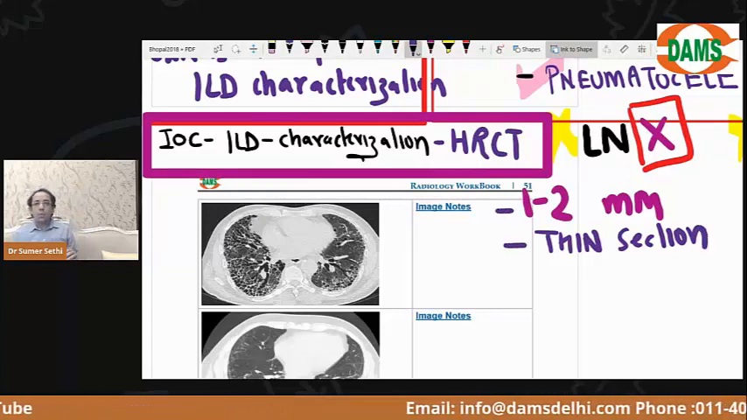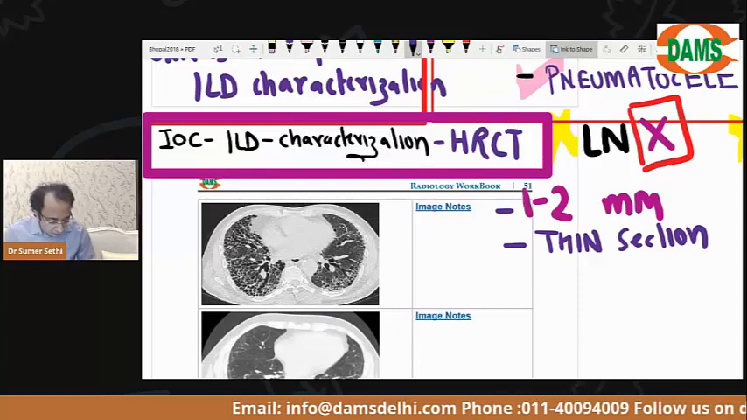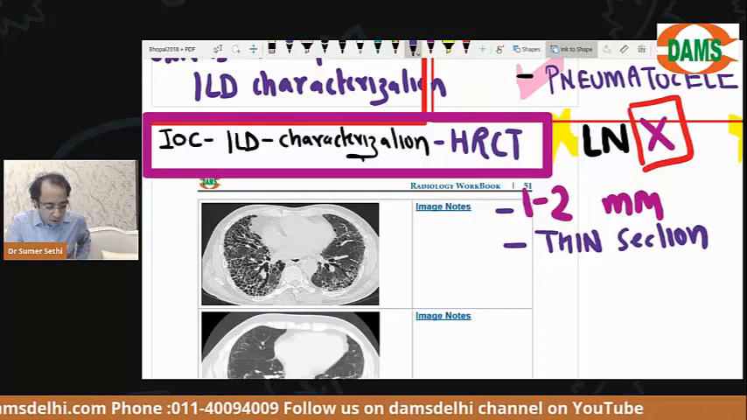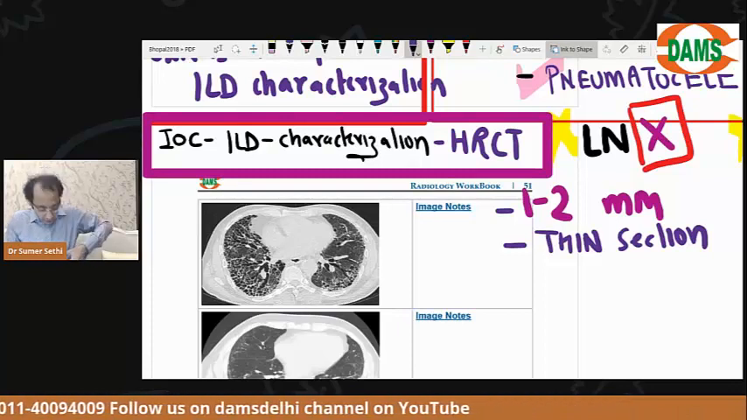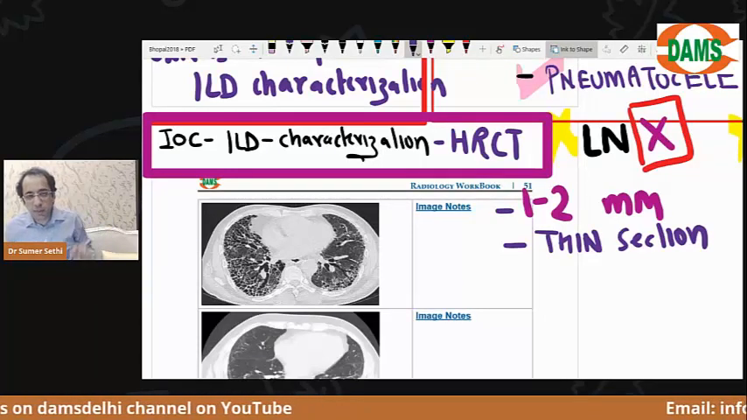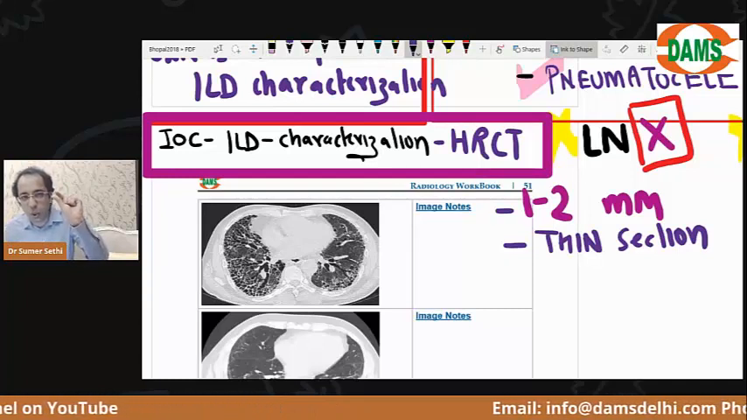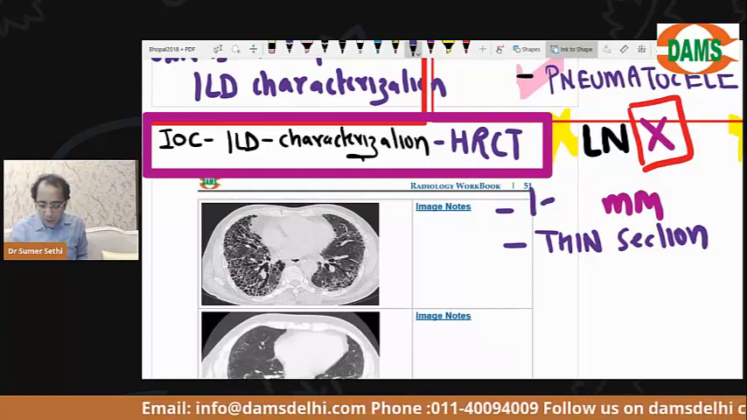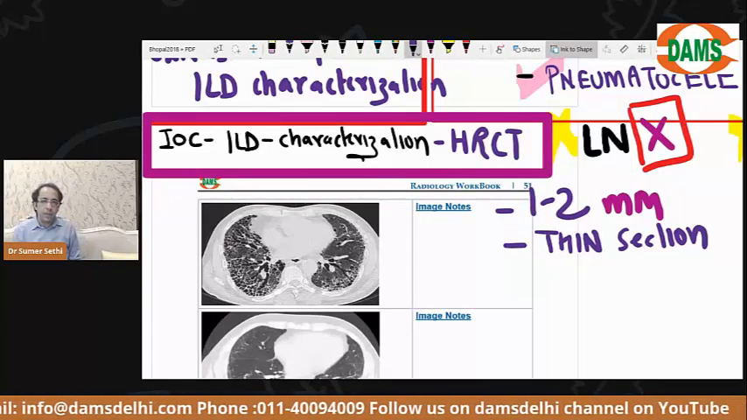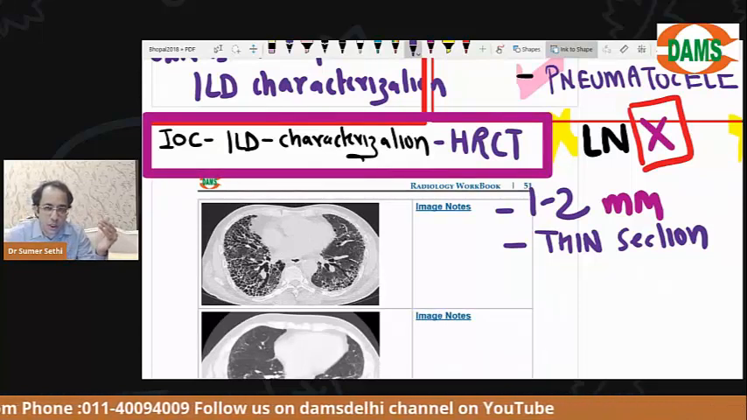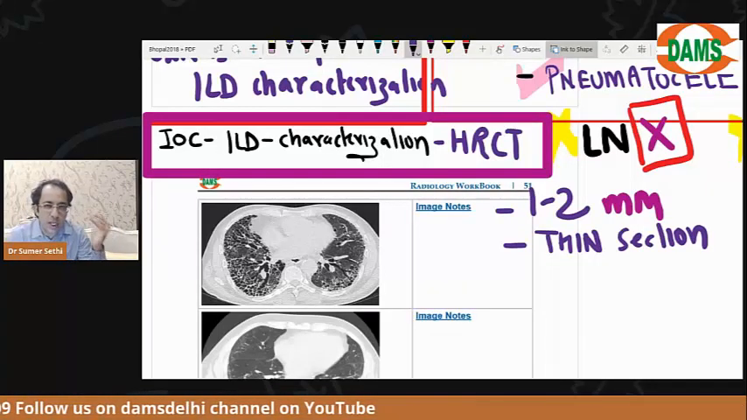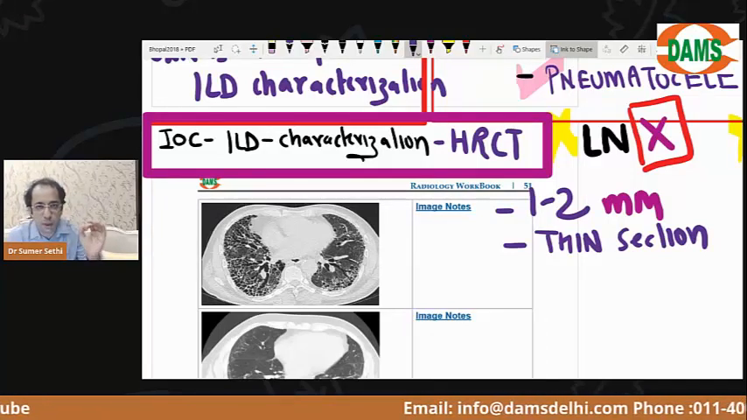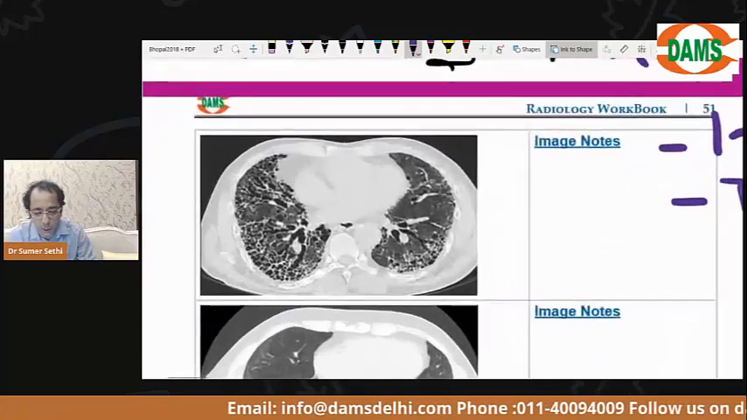Okay. Normally, when I do a CT scan of the chest or any part of the body, we try to take sections of 8 to 10 mm. Every section is of around 8 to 10 mm thickness. But in HRCT, this thickness is 1 to 2 millimeter. And because the thickness is so thin, we are able to see the lung parenchymal abnormalities in detail.